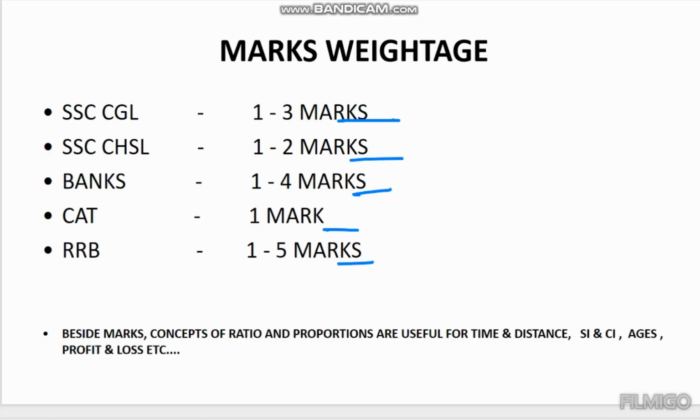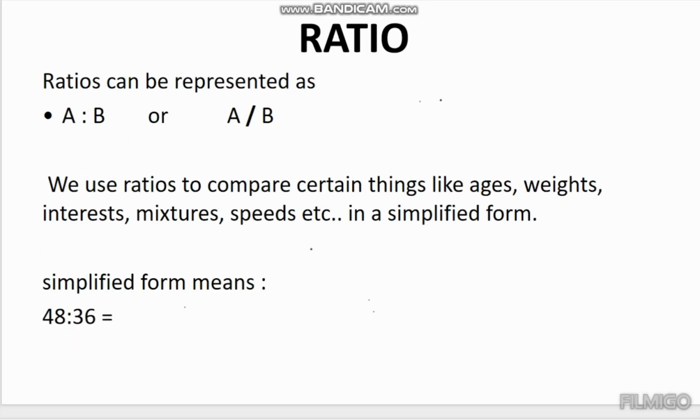Besides marks, ratio and proportions are useful for concepts of time and distance, simple interest and compound interest, ages, profit and loss, etc. In this way, ratio and proportions are very useful for all topics. So let us know what is meant by ratio. Ratios are used to compare certain things like ages, weights, interest, mixtures, speeds, etc.